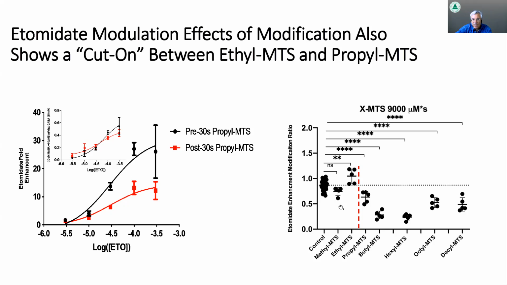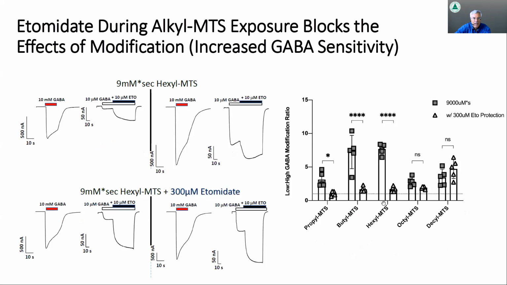And again, in the summary, note that relative to control, methyl-MTS causes no change. Ethyl-MTS actually causes a significant increase in sensitivity to etomidate. So that's inconsistent with what we expected for a modification that overlaps with the etomidate site. And again, the first modification that results in a reduction in etomidate modulation is that for Propyl, and the larger reagents do the same. This slide shows the effects of exposure to hexyl-MTS in the presence and absence of etomidate.